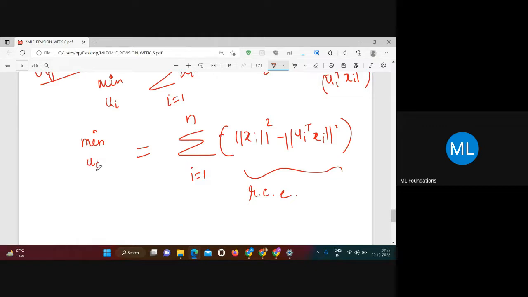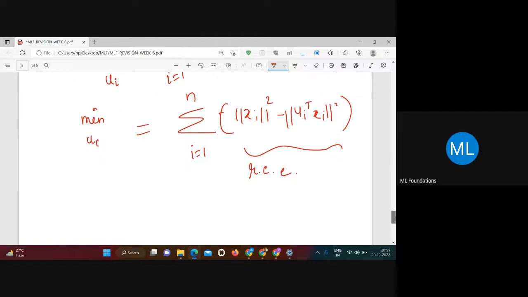And what is the constraint here? What is the condition on this ui? The condition is that this is a unit vector. That's the only condition that I need to keep: ui transpose ui equals 1. This is the constraint for our optimization problem, and this is the objective. So this is what I need to solve, and then I need to find the u. Is this clear till now?